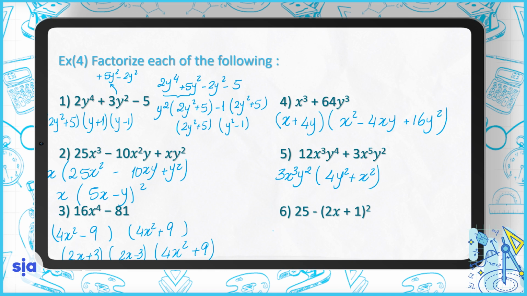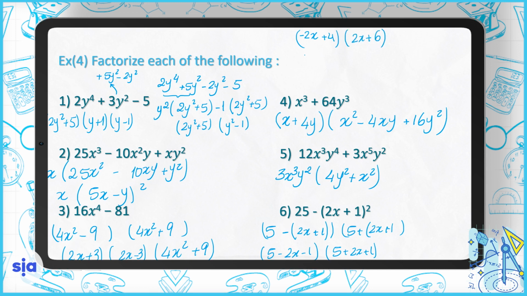For question 6, this is the difference of two squares, as it will be the two brackets that we'll have: 5 minus bracket 2x plus 1 and 5 plus bracket 2x plus 1. So this one will be 5 minus 2x minus 1 multiplied by 5 plus 2x plus 1. We're going to continue the answer up here. So it will be negative 2x plus 4 multiplied with 2x plus 6.